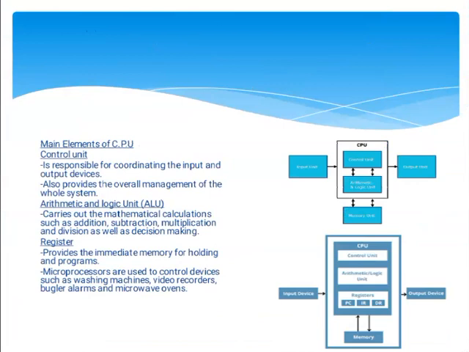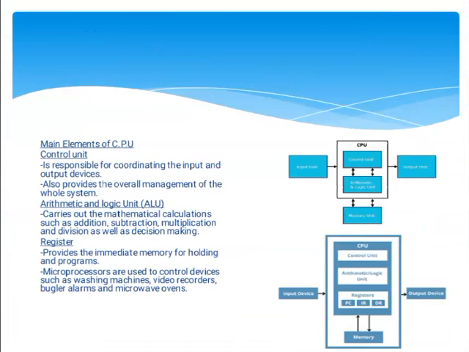Then let's discuss the main elements of the central processing unit. As you can see on the pictures on your screen again, there is the input unit, the output unit, the control unit, the arithmetic and logic unit, the registers, and the memory unit. The control unit is responsible for coordinating the input and output devices. It also provides the overall management of the whole system. Thus, the control unit is an element of the central processing unit.